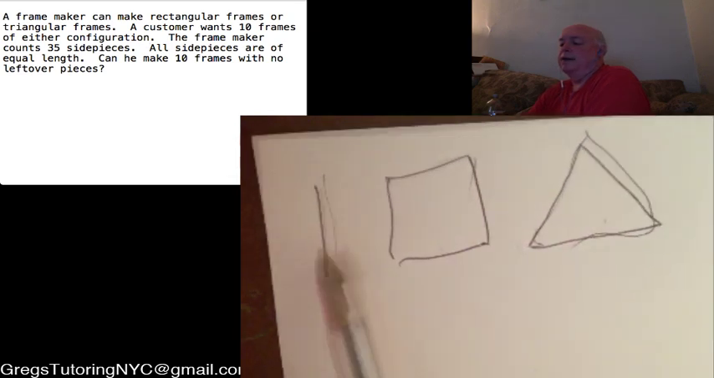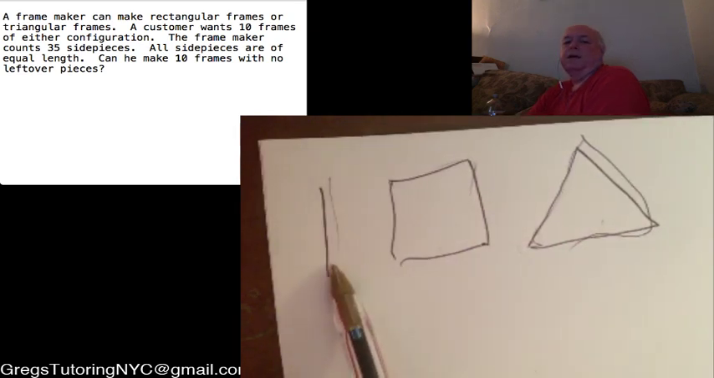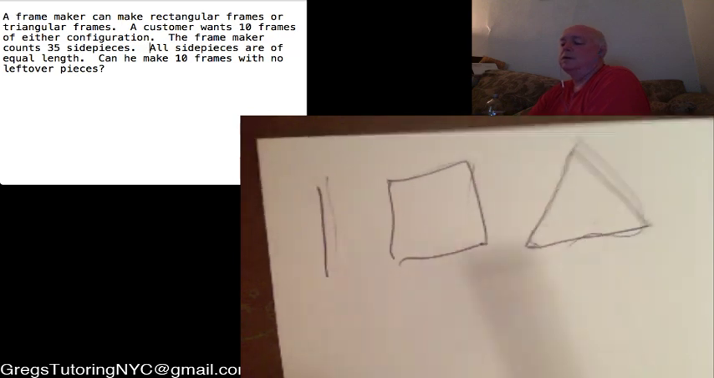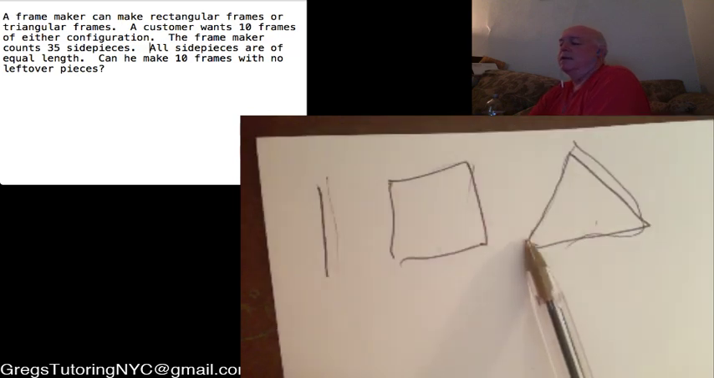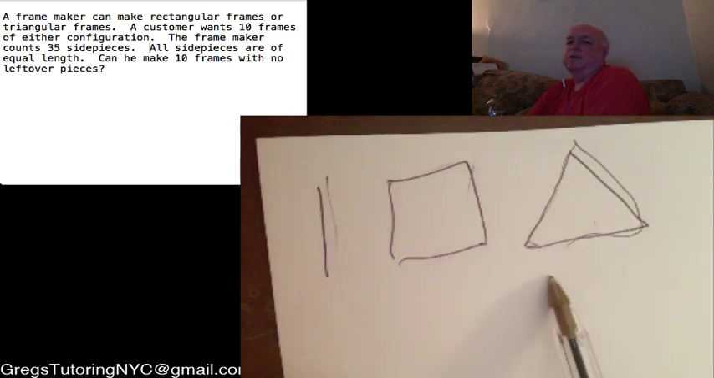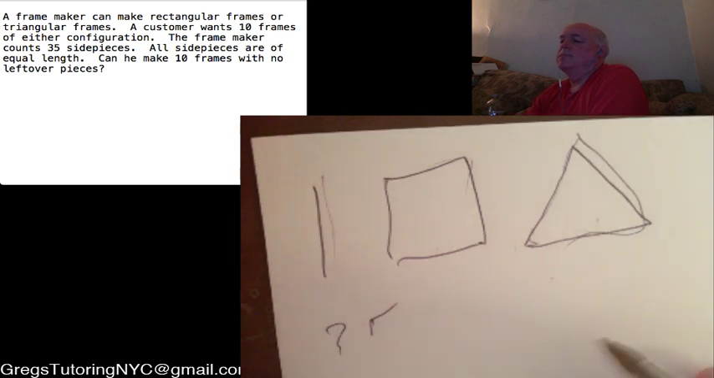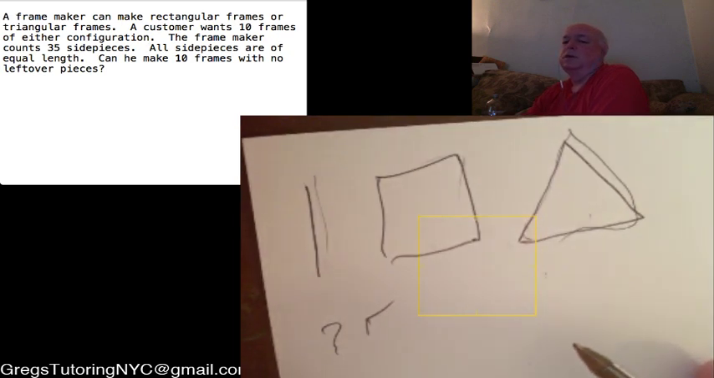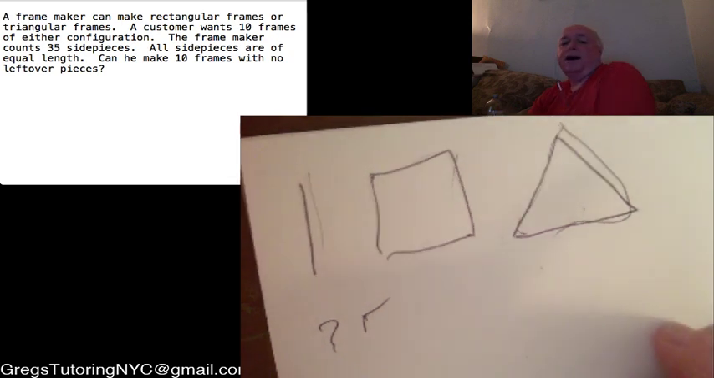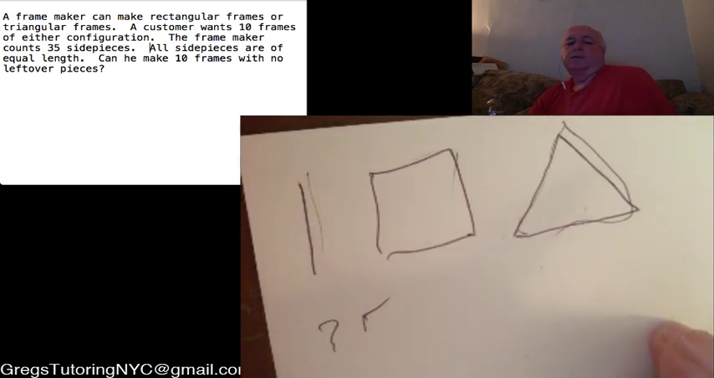Okay, a customer wants to order 10 frames of either configuration. So the customer's not saying how many. They're just like, give me 10 of them. And the frame maker's like, I have 35 side pieces. I'm not sure if I can do it. So he needs a way to calculate whether that's possible or not. All right, so that's the premise of the problem.